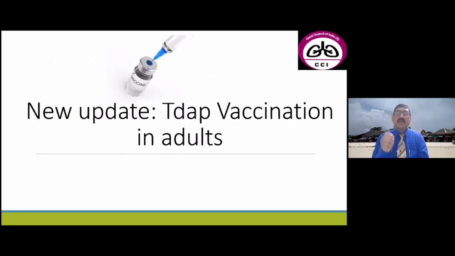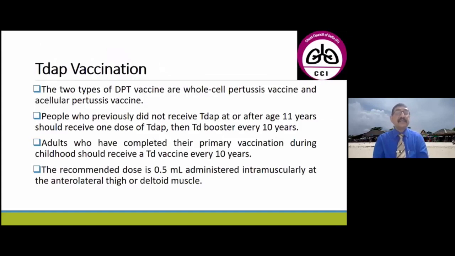A small bit about Tdap vaccination in adults. There is a new update. Tdap vaccination is a DPT vaccine, a diphtheria, pertussis, tetanus vaccine. The recommended dose is 0.5 ml administered intramuscularly at the anterolateral thigh or deltoid muscles. The booster effect lasts for 10 years. So adults who have completed their primary vaccination during childhood should receive a Tdap vaccine every 10 years, because it has been incorporated in the adult immunization program.